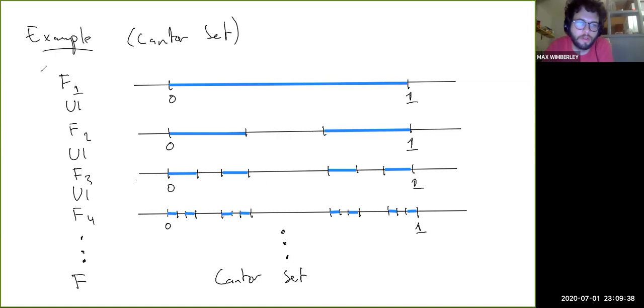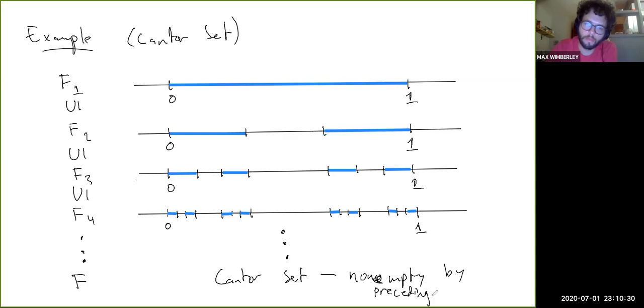This shows an application of the theorem we just proved. F1 is the closed interval from 0 to 1, and to get each FK, you delete the middle third of every interval in the previous one. F2: delete the middle third of the whole interval. F3: delete the middle third of the two intervals. F4: the middle third of each of those, and so on. It's clear from the construction that each is a subset of the previous one, and they're all closed, bounded, and non-empty. The Cantor set is the intersection of all of these, so it is non-empty by the preceding theorem.